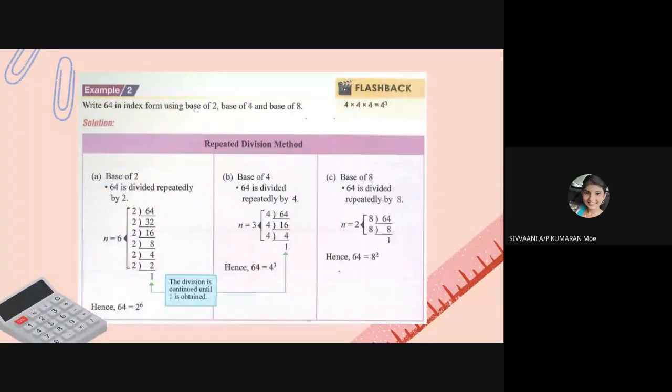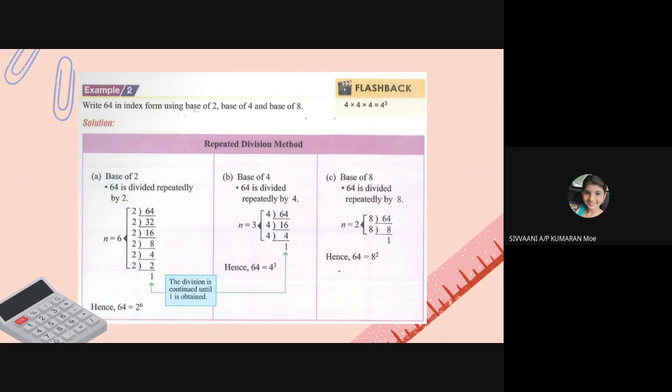So let's look at an example for the repeated division method. Write 64 in index form using base of 2, base of 4, and base of 8. Firstly, base of 2, 64 is divided repeatedly by 2. The division is continued until 1 is obtained. Hence, 64 equals 2 to the power of 6. For base 4, 64 is divided repeatedly by 4, and 64 equals 4 to the power of 3. And for base of 8, 64 equals 8 to the power of 2.